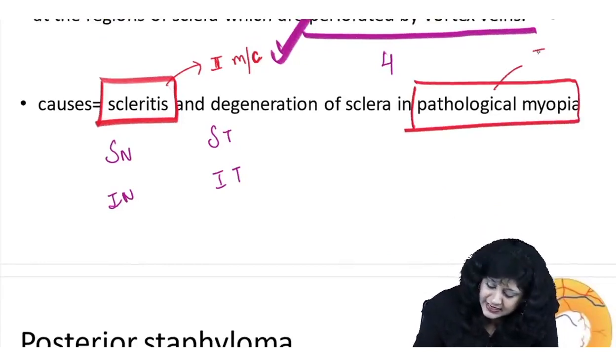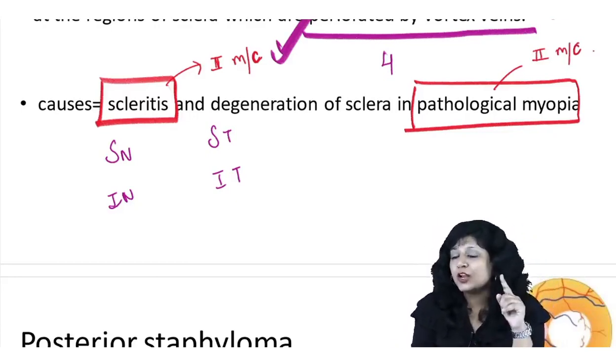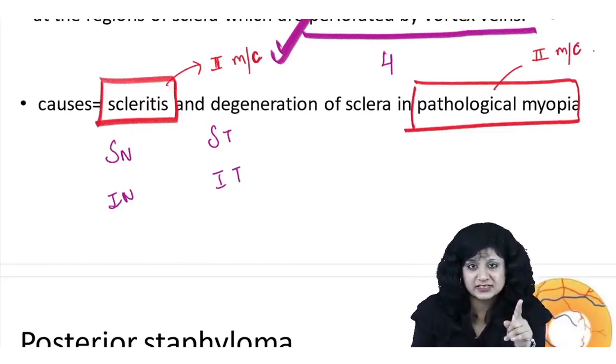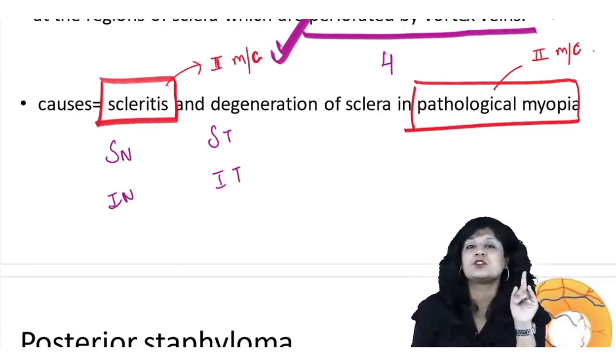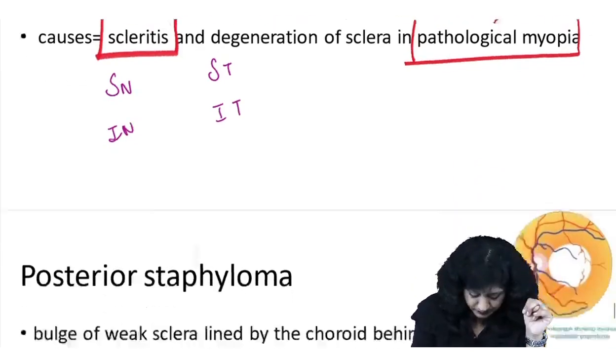Now this is again second most important, because the most common that you are getting in pathological myopia is P for P, that is your posterior staphyloma. So always remember, equatorial staphyloma is not the first choice, it is the second one in both cases.